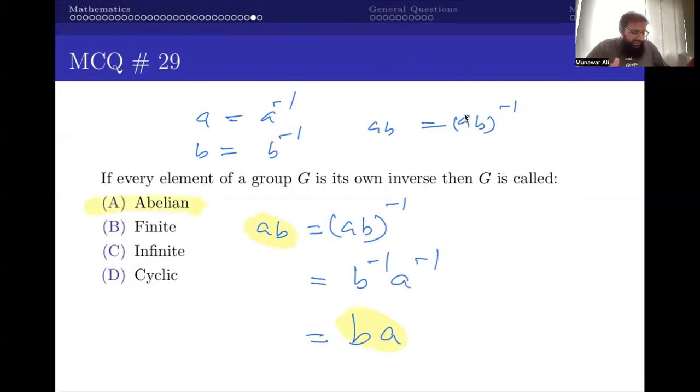abelian. It can be finite, but we cannot select any one of these options, because abelian groups can be finite, can be infinite, can be cyclic. So the correct option is abelian.